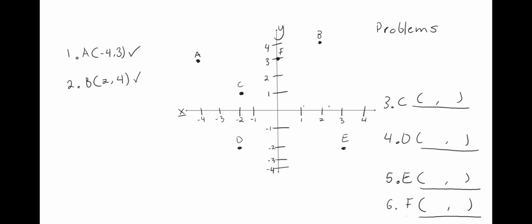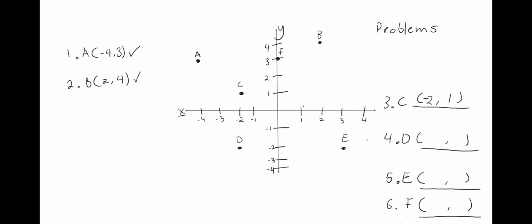Okay, so for letter C, let's see, we got to move to the left. So 1, 2. This is negative 2. So let's label that down, and then we got to go up. So we're gonna go up 1. And so C is negative 2 for the x-axis and positive 1 for the y-axis.